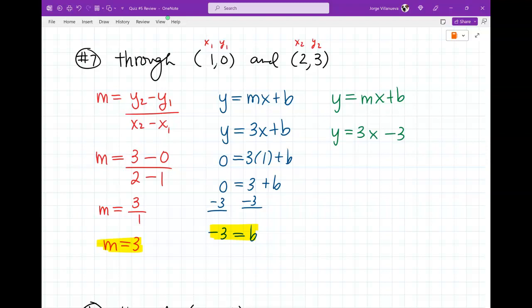Are there faster ways to do this? There are, but you need to know more formulas, and sometimes it's not best to give you a lot of formulas. Sometimes it's better to just let you be good with two: y equals mx plus b, and m equals y2 minus y1 over x2 minus x1. The other formula is y minus y1 equals m times x minus x1. That's called the point-slope formula. It's useful, but again, just more stuff to know.